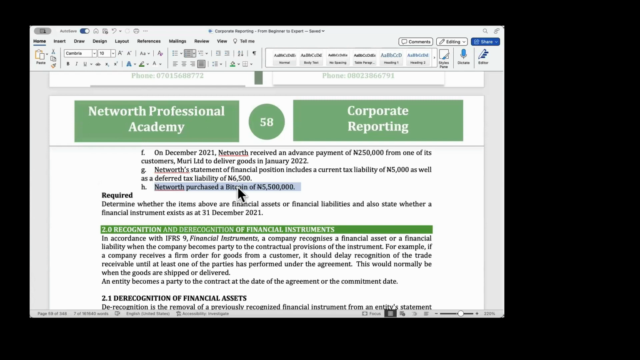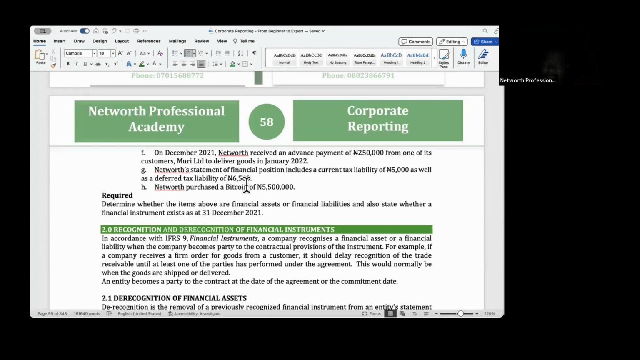But looking at it deeply, Bitcoin is just an example of cryptocurrency. It is one of the cryptocurrencies. There are other ones like Ethereum, like Dogecoin, there are quite a number of them anyway. But they are using Bitcoin as an example here today. So Bitcoin, let's see, can it be a financial asset? Because Bitcoin is not cash.